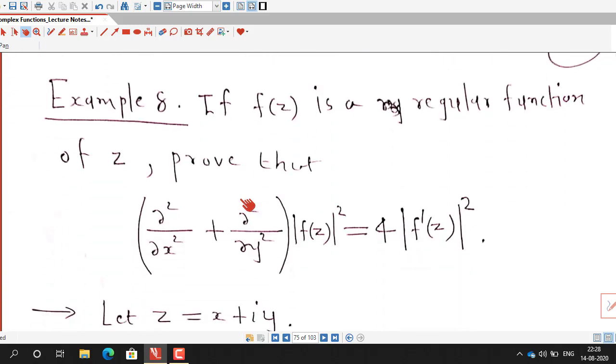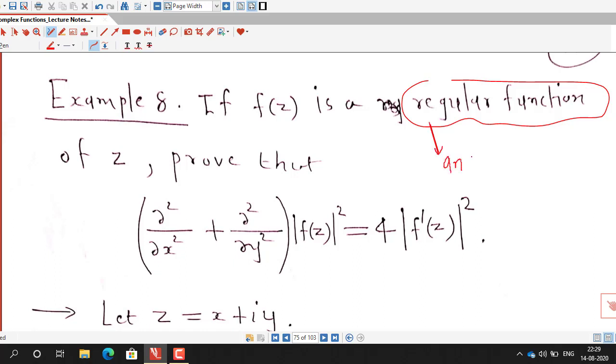Next example. It is given that f of z is a regular function of z. We have discussed that another name for analytic function is regular function, so sometimes they ask in this way. Instead of analytic function, they can write regular function, or another name, holomorphic function. So it is given that f of z is a regular function of z, and we have to prove this.